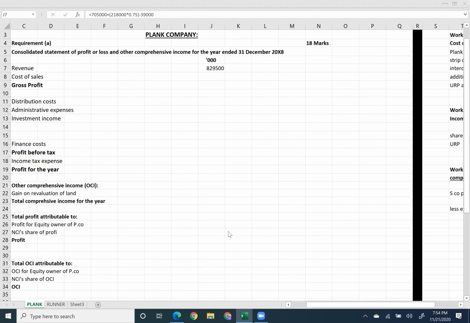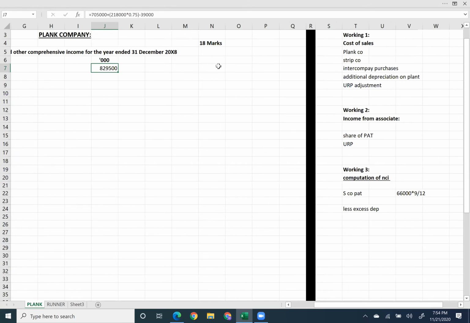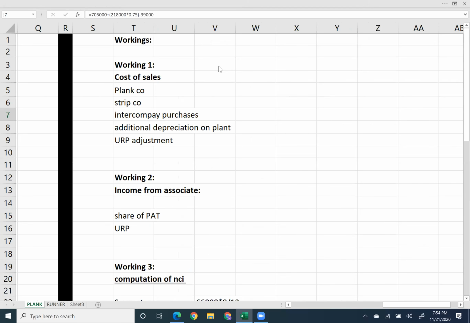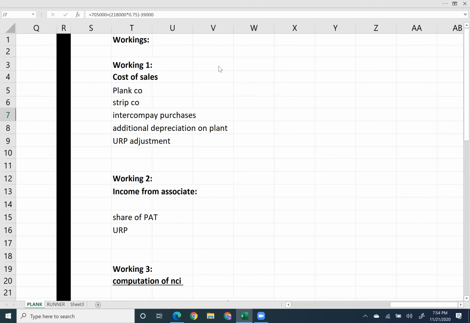Now, listen. So this is sales revenue. See, the formula is already there. Parent company sales plus subsidiary company sales times 9 upon 12. 9 upon 12 is 0.75. And then we remove how much? 39,000, that intercompany sales. Now, for cost of sales, I'm doing a separate working, and still, listen, you are allowed to do it in the same format. You can do it in the main format as well.